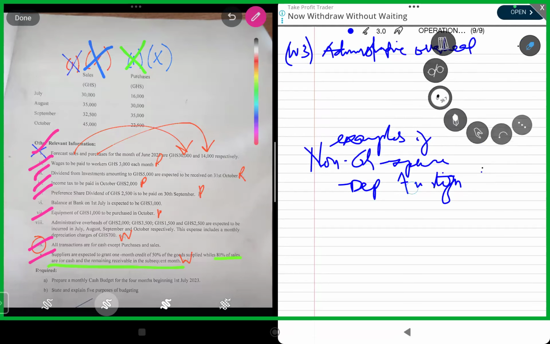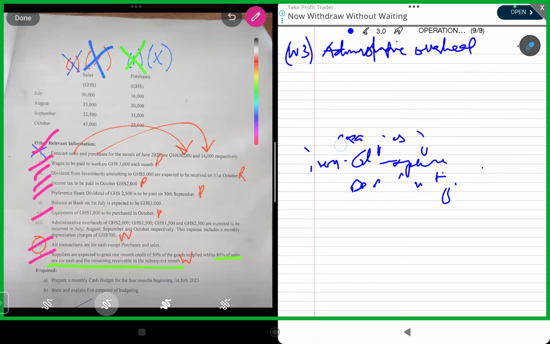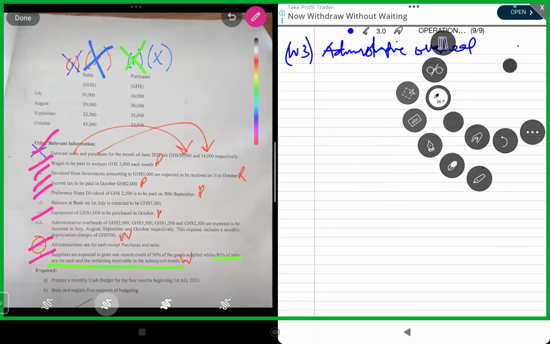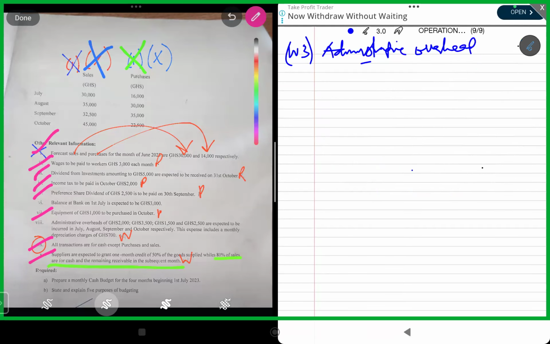We are done with the cash budgets. We are almost done. Administrative overhead. All right, so we will start with the months. This one commences in July. So there is no June for the administrative overhead. July, August, September, October.